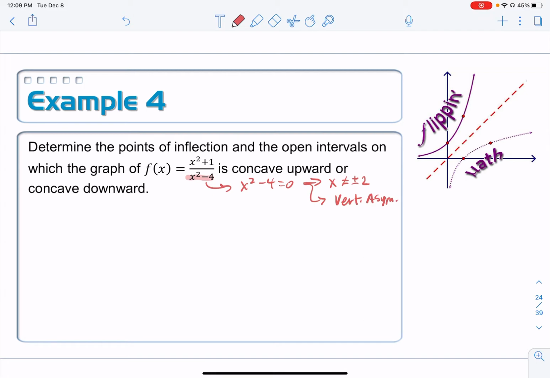Right? Okay, so keep that in mind. So if we find some supercritical numbers that are plus or minus 2, we know that they're actually not. They are vertical asymptotes. Same thing would be true for relative mins and maxes, right?